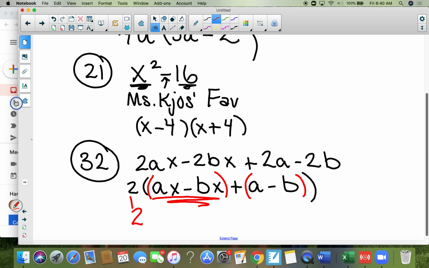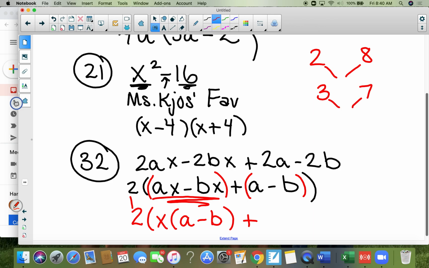What do these 2 have in common with each other? X. Take out an X, you're going to have an A minus B left, plus. What does an A and a B have in common with each other? Nothing, but like 2 and 8, don't they have at least a 2 in common? 3 and 7 have something in common with each other. Don't they have at least the number 1 in common? So don't these 2 have at least an imaginary 1 out in front of it? A 1, A minus B. Does that change anything if you put a 1 out in front of A minus B? Nope.